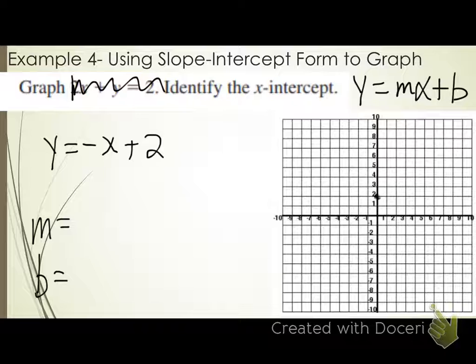Let's say I give you y equals negative x plus 2. What's my slope? Negative 1. It's understood to be a 1 in front of the x, right? But I've got that negative sign in front of it, so it's going to be negative 1.